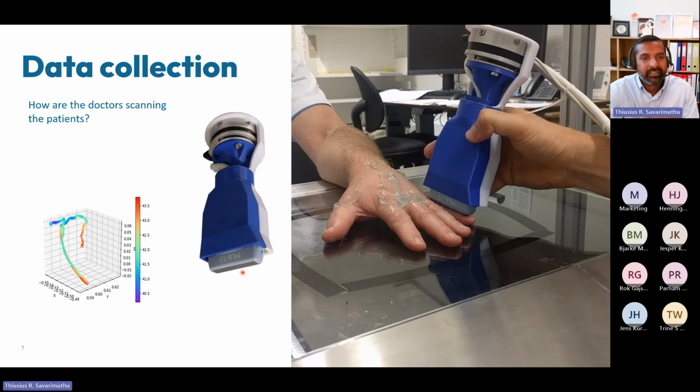How do we get a good image? How do we scan the patient? What forces were involved? How big motions should we actually have the robot do, and so on. So in order to capture that, we created a tool.